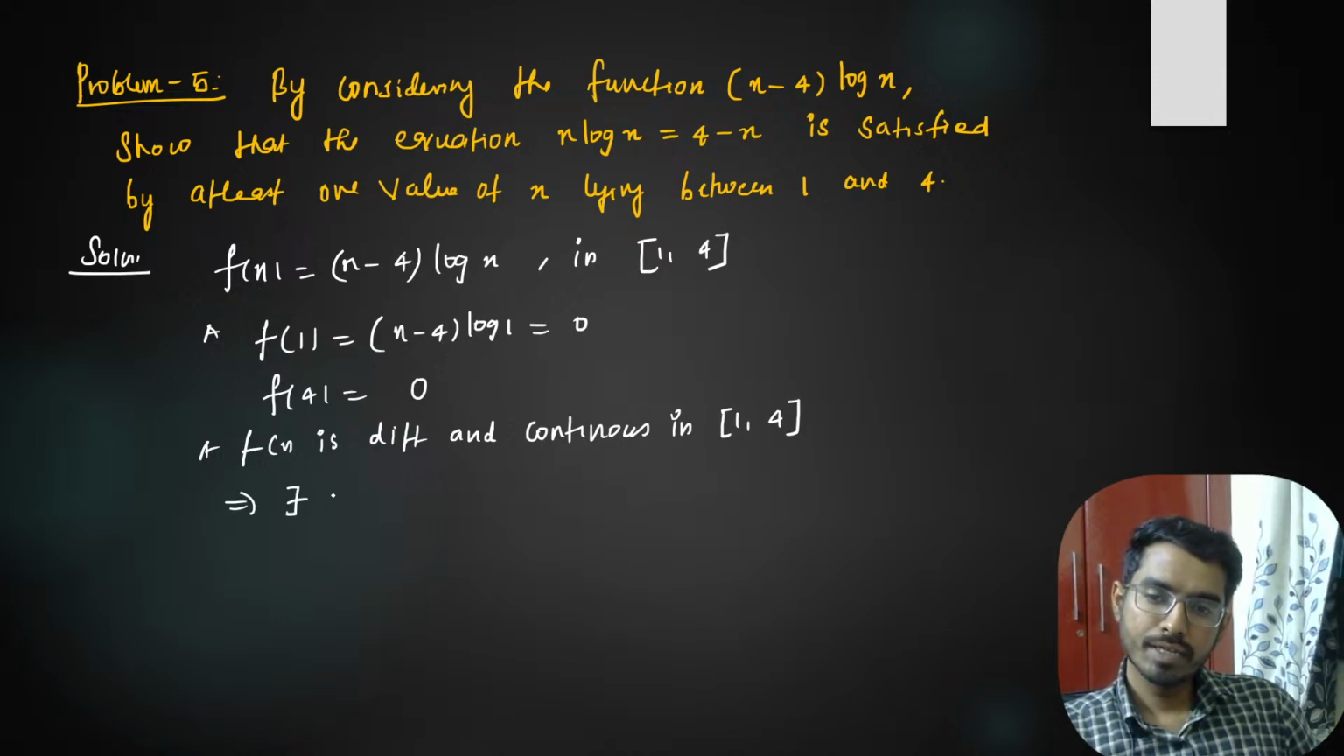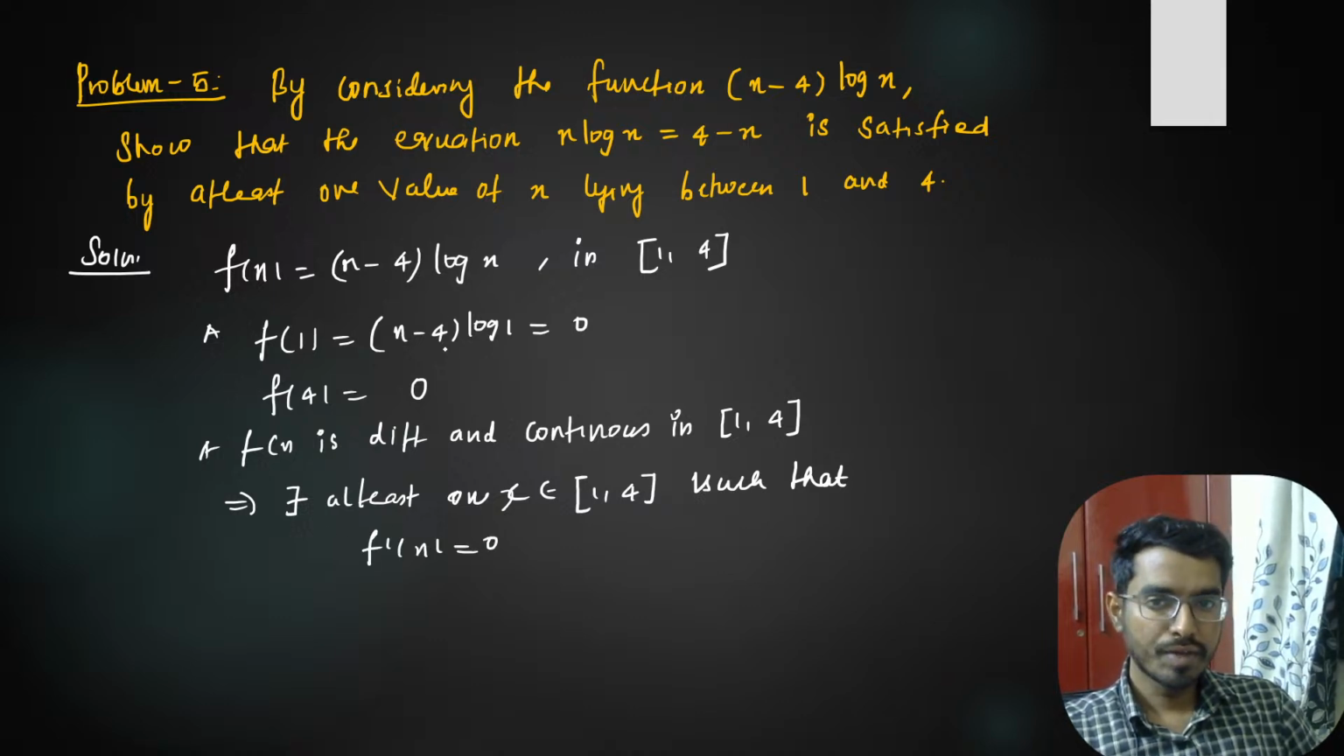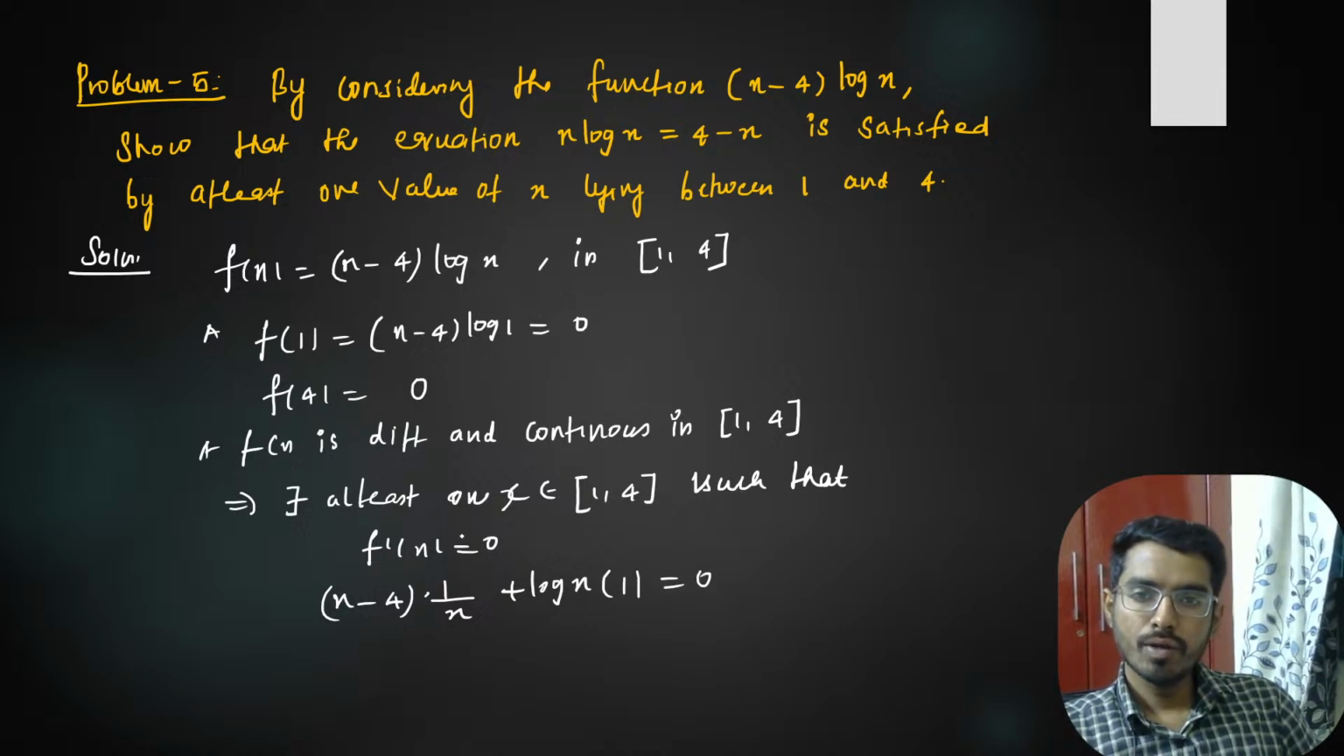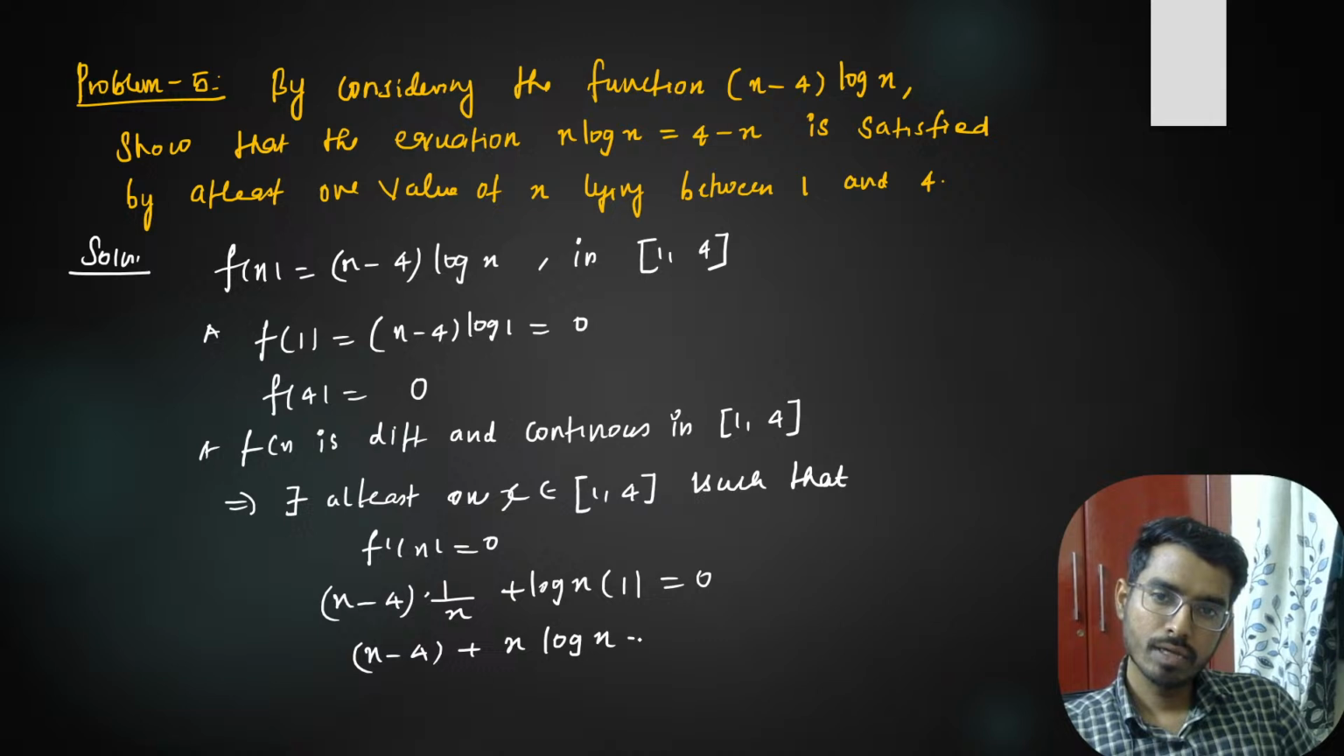That means there exists at least one c in the interval 1 comma 4, or let us say x, such that f dash of x is equal to 0. Now what is the derivative of x minus 4 log x? Let us keep x minus 4 as it is. Derivative of log x is 1 by x, plus, let us keep log x as it is. Derivative of x minus 4 is 1. So if I multiply this, we will have x minus 4 plus x log x is equal to 0. If I take that side, we will have x log x is equal to 4 minus x.